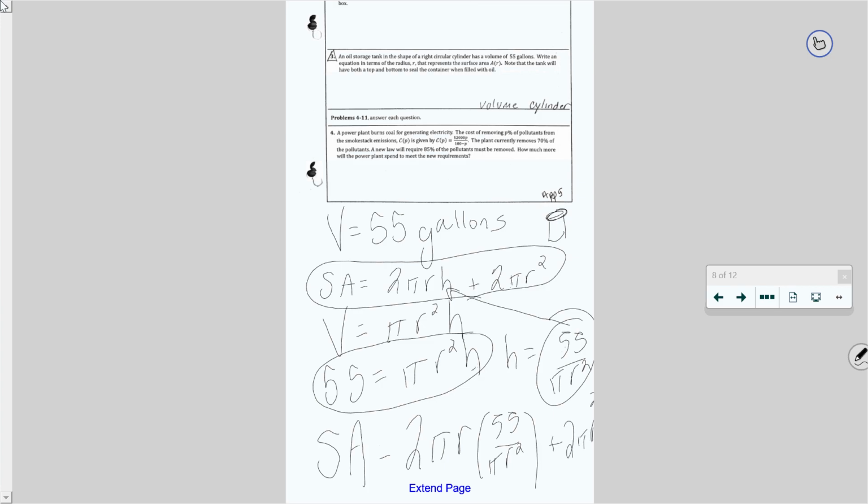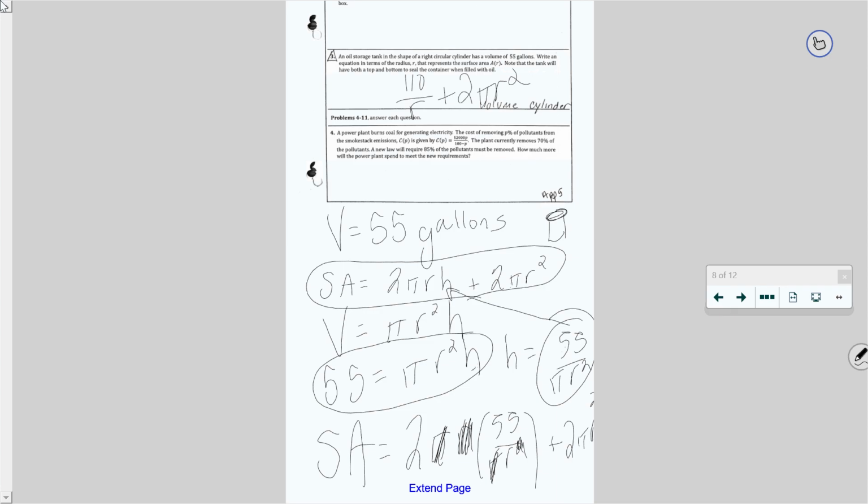So an r would cancel. And I'm left with, oh, pi would cancel too, right? So I'm left with 110 over r plus 2 pi r squared. Is that okay? All right, so it's just realizing which formula is easiest to solve for which letter.